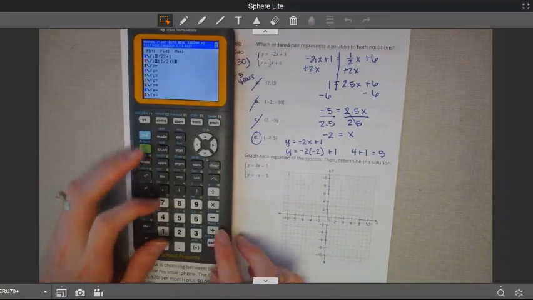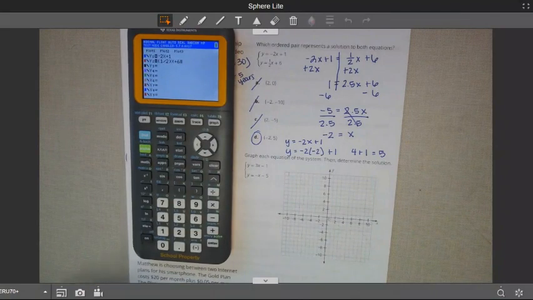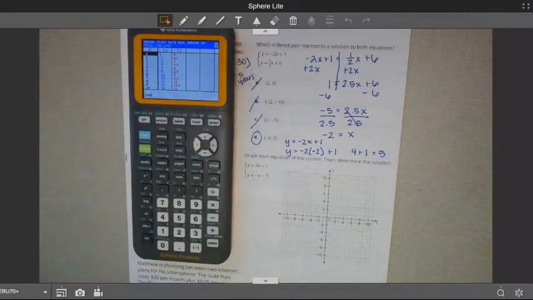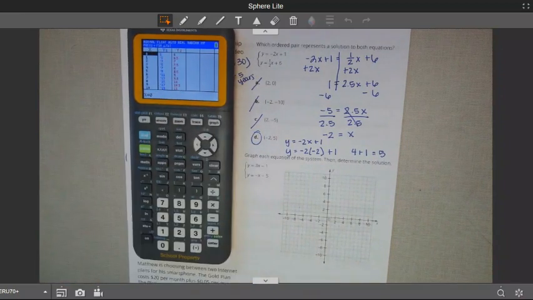1/2 x plus 6. Now that I have both of those equations in y1 and y2, I'm going to hit second graph. This will give me the table, and I want to see where both the blue column and the red column are equal.